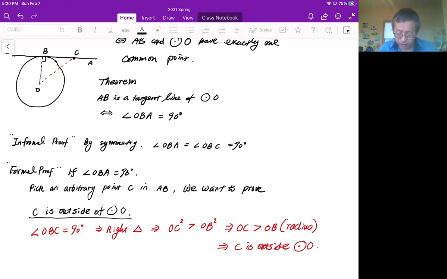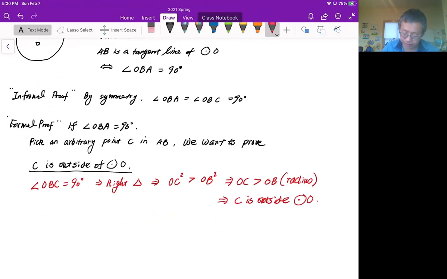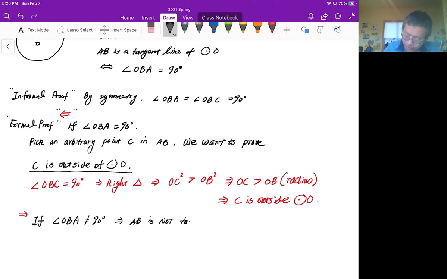So the opposite part is, well, what happens if... that's the first part here, right? That's one direction: if I get 90 degrees, I get tangency. The other direction basically says that if this is not 90 degrees, then I can say that AB is not tangent.